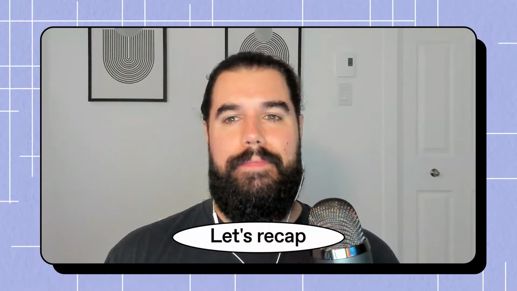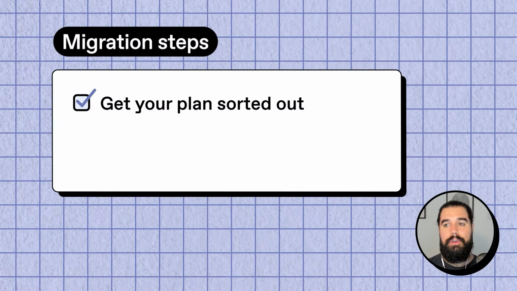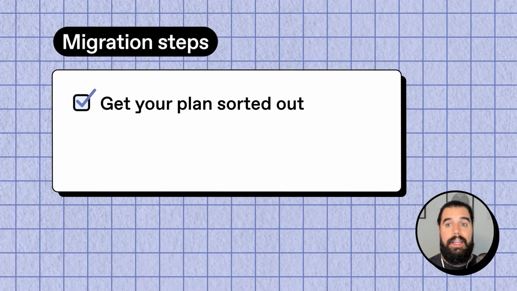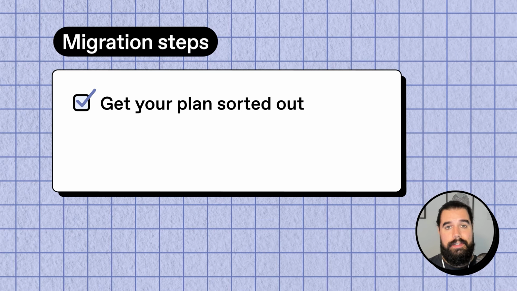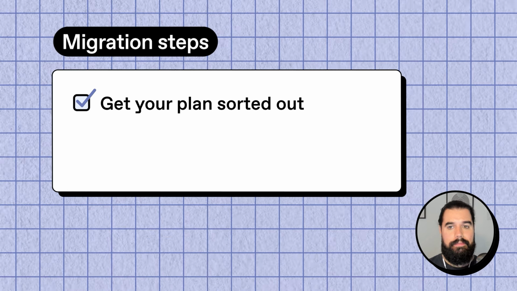Let's recap. First, get your plan sorted out. Validating that your goals and expectations are clear can lead to a smoother migration process and ensures you prioritize the right things and stay on track.